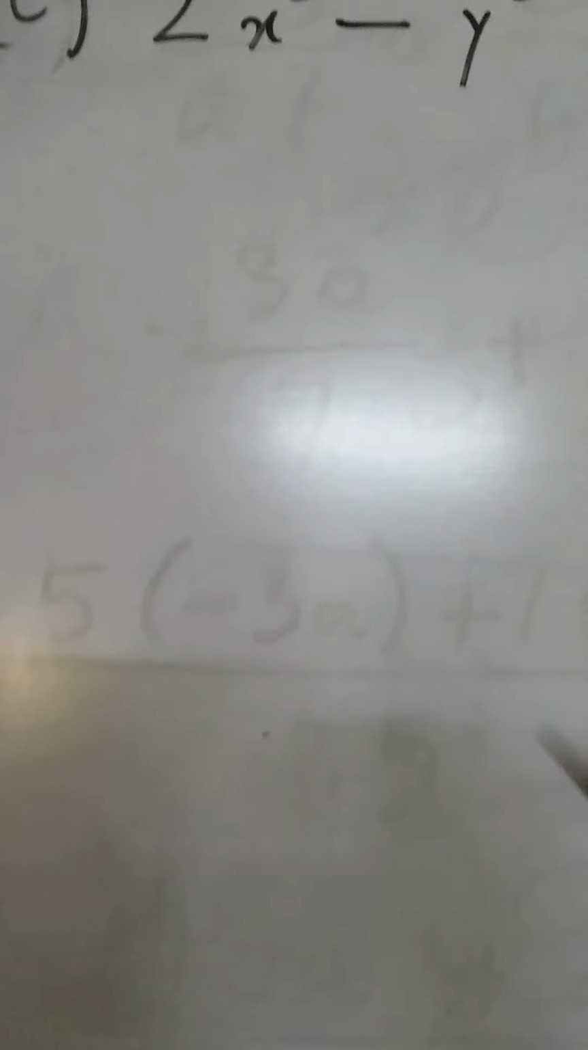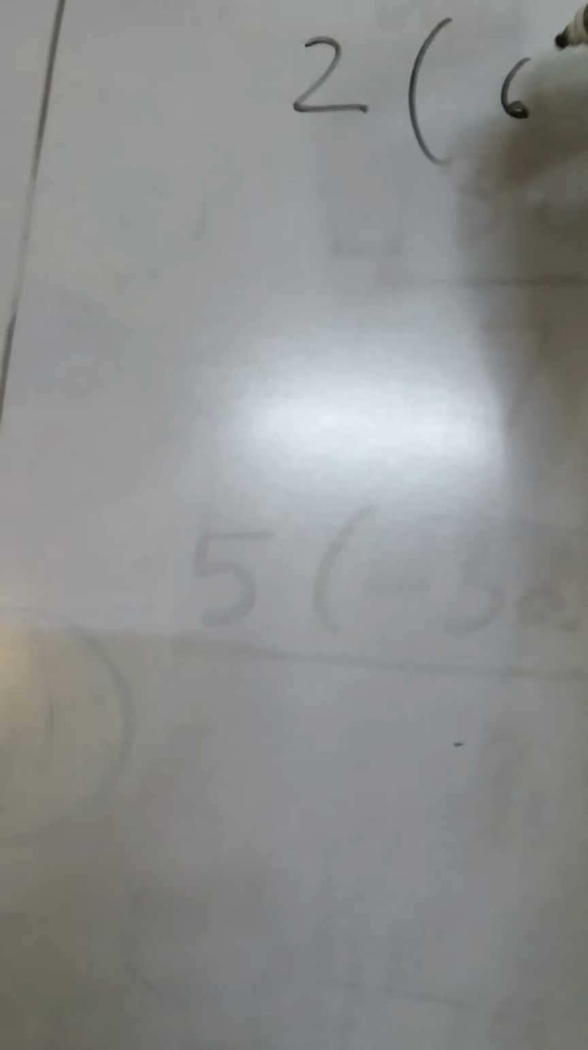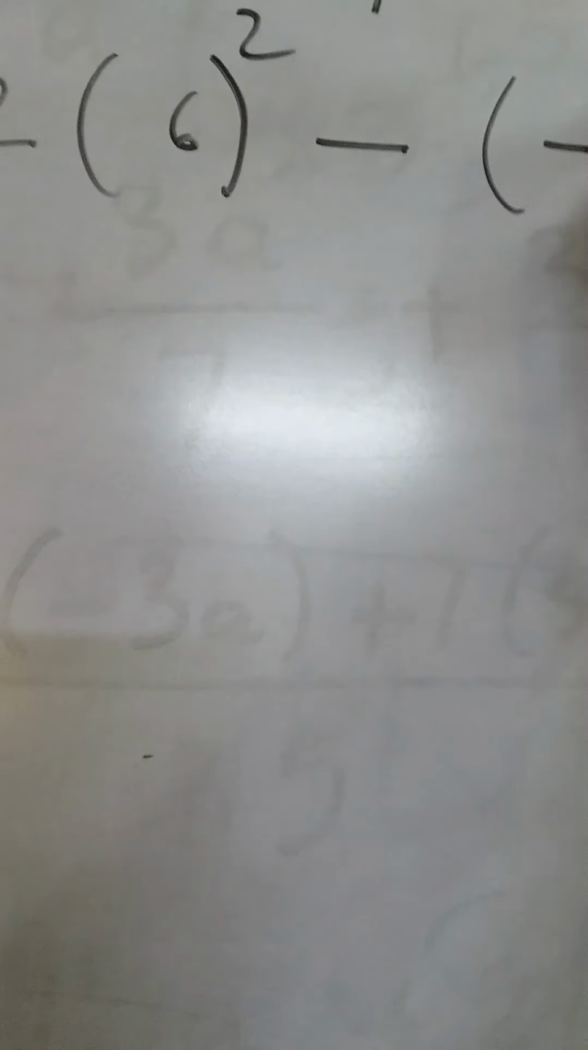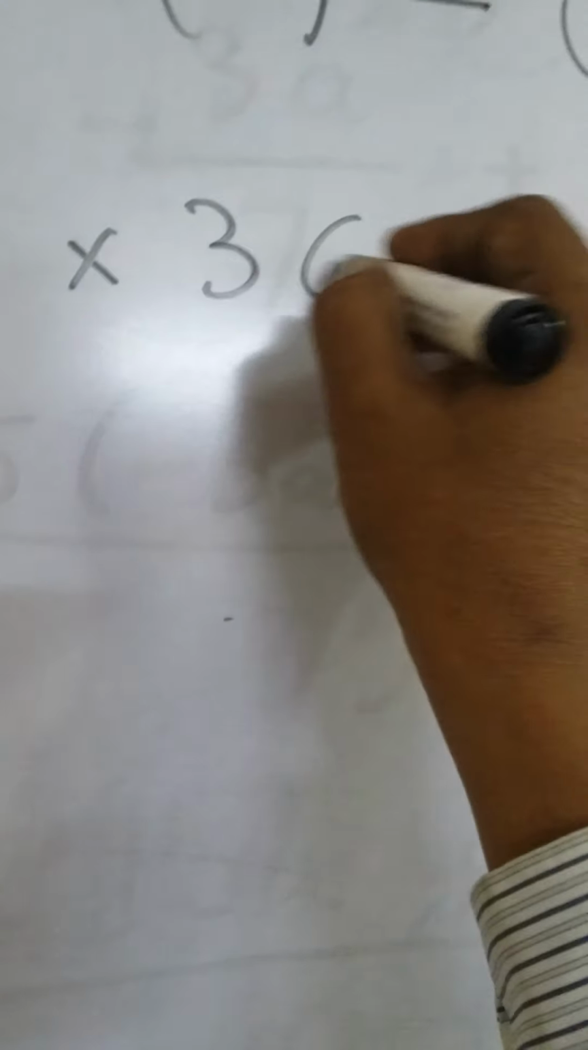Now it's C part. In C part the value of x is 6, which you can see from there. Okay, it is mentioned in the beginning of the question, and value of y is minus 4 and there is a cube. So 6 square is 36, so we will write 36 here, and minus 4's cube is 4 4s are 16, 16 4s are 64, so it will be minus 64.